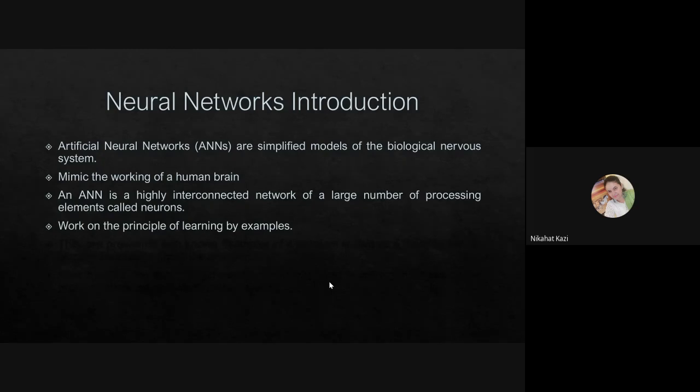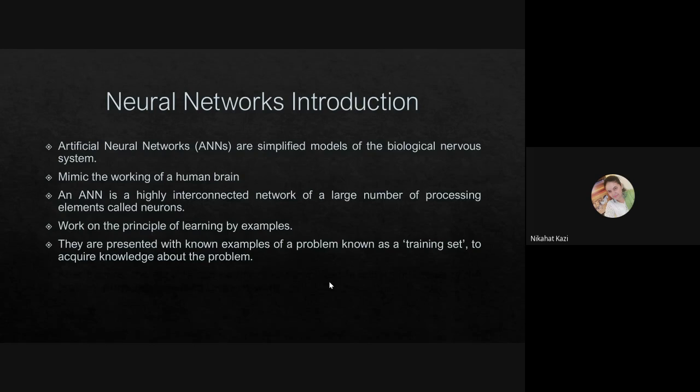These neural networks work on the principle of learning by examples. So we know that whenever we are going to train these networks, we always give a set of examples on which it can be trained. So they are presented with known examples of the problem to be solved, which is known as a training set, so that they understand the problem in some way. They capture the essence of the problem, and that is nothing but the knowledge that they're going to gain about the problem.